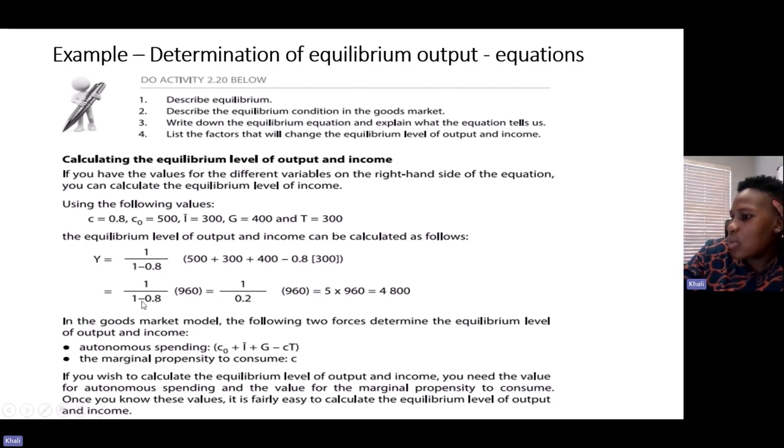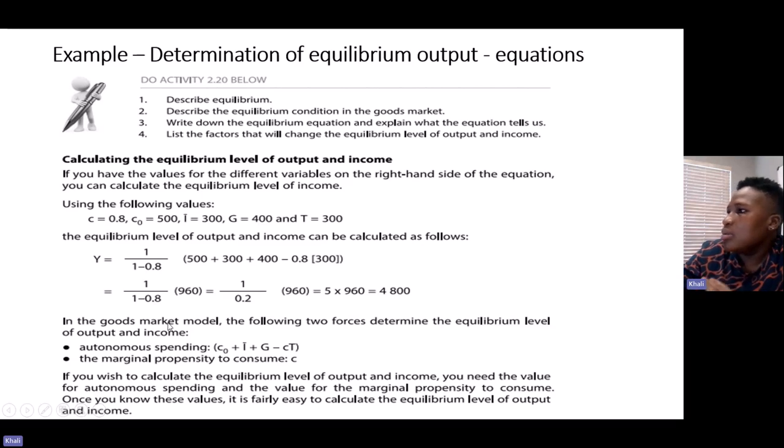Then you solve for the multiplier. So 1 minus 0.8, you start with the bottom, which is 0.2. So 1 over 0.2 is 5. So you have 5 times 960 being 4,800. That is your answer. So the trick to doing this is, one, remember to always use your BODMAS rule. Always start with the stuff that is in the brackets. So you'll start with the cT, then you do the calculation, and then you solve the multiplier.